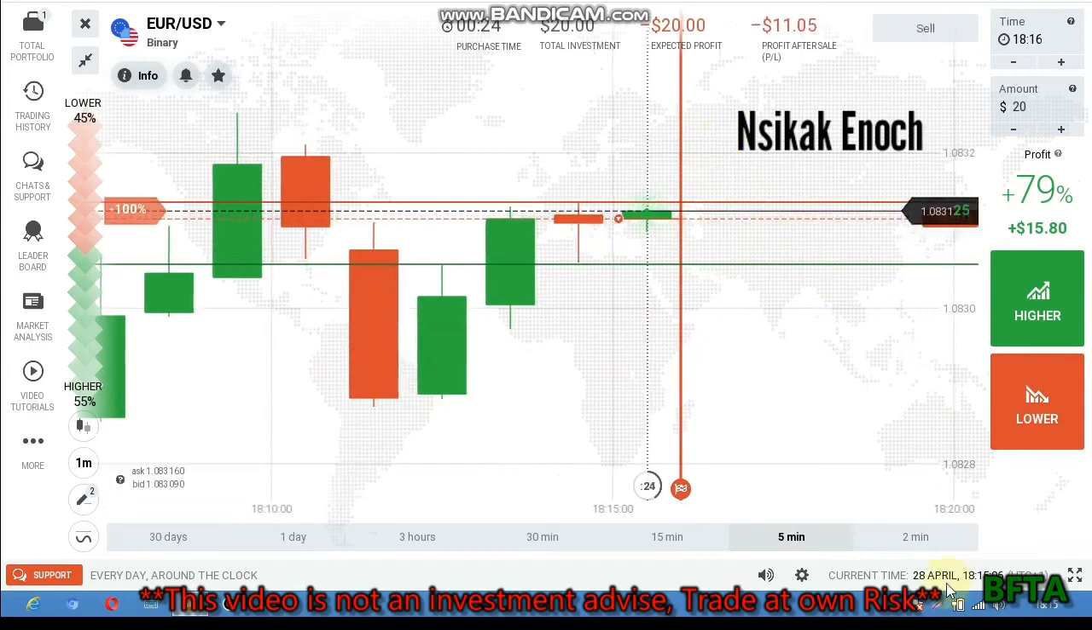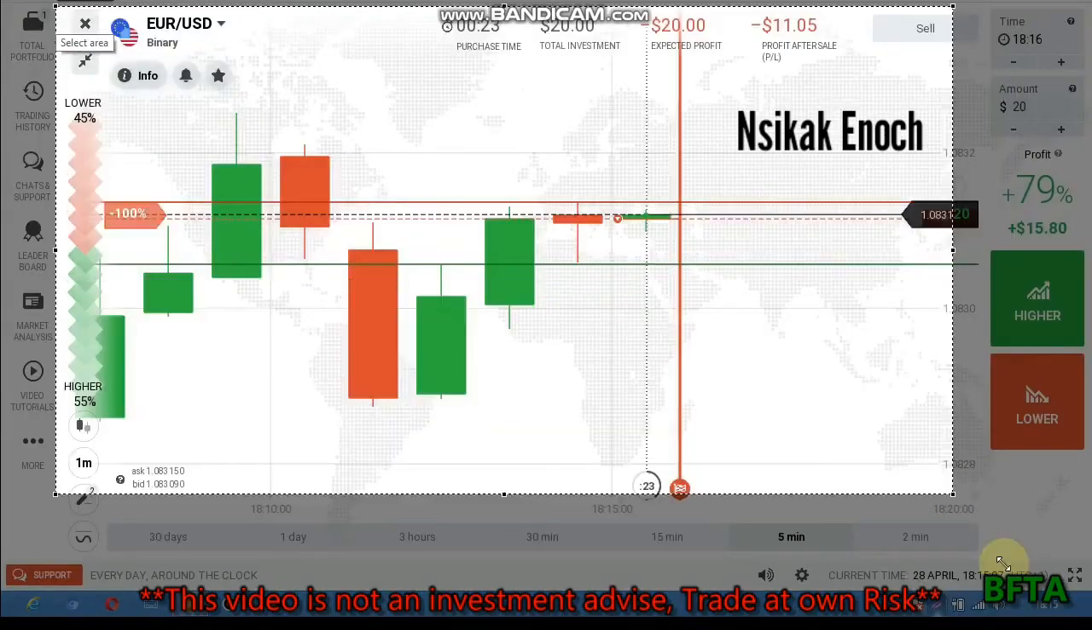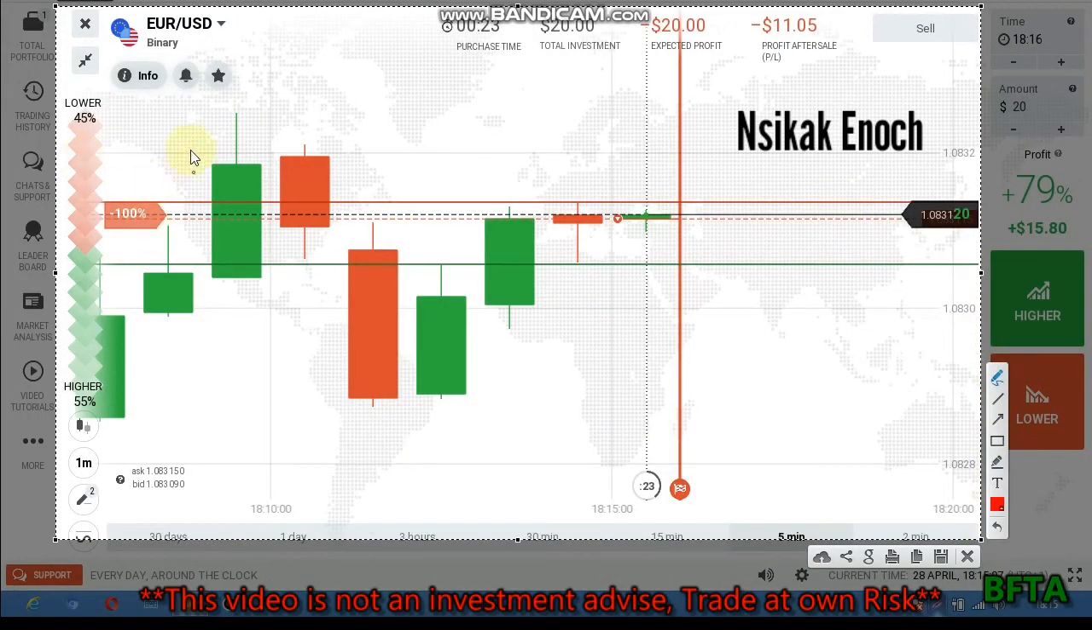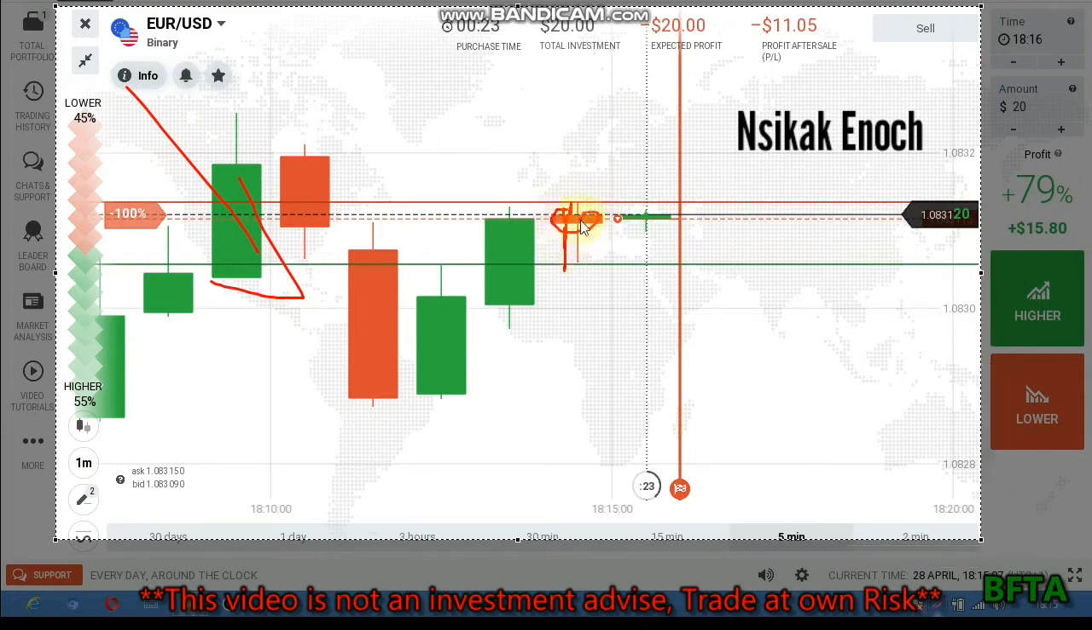I place put option here because the trend is downtrend. I'm following the trend, the major trend, and here it is very close to this level, while it is still far from this level. And this is a bearish candle, and there's a gap to this level. So this level now is a resistance level on the left side. That means the sellers again will still fill this gap. That's why I place put option.